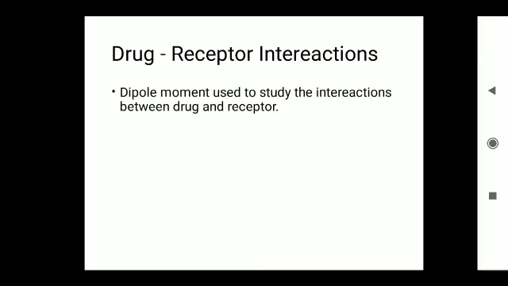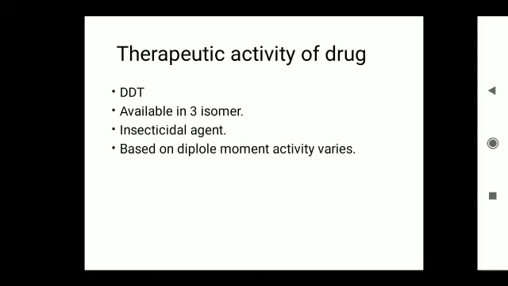To study the interactions between the drug and receptors, dipole moment is also used. The therapeutic activity of a drug mainly depends on dipole moments. The permanent dipole moments can be correlated with the biological activity. Example: DDT, an insecticidal agent, is available in three isomers. While observing the dipole moment values, you can decide the therapeutic activity.